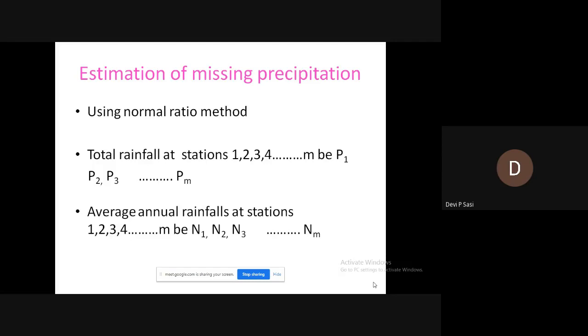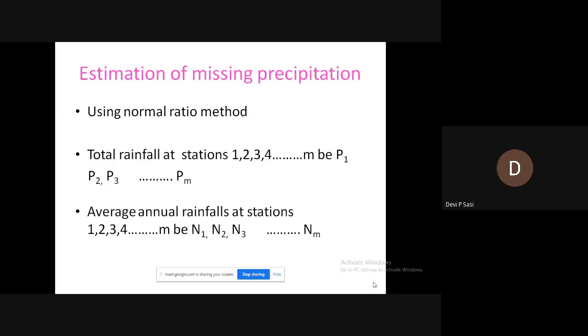So ഒന്നുകൂടെ ഞാൻ പറയാം, ഒരുപാട് rain gauge stations ഉണ്ട് 1, 2, 3, 4 up to M, that much number of rain gauge stations. And P1, P2, P3 up to PM are the rainfall present over there. That is the total rainfall. Total rainfall at those rain gauge stations are P1, P2, P3 up to PM. And the average annual rainfall at those stations are N1, N2, N3 up to NM.